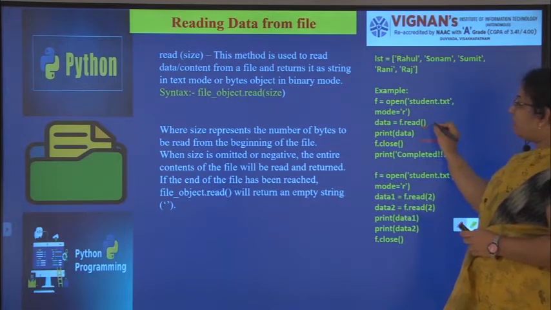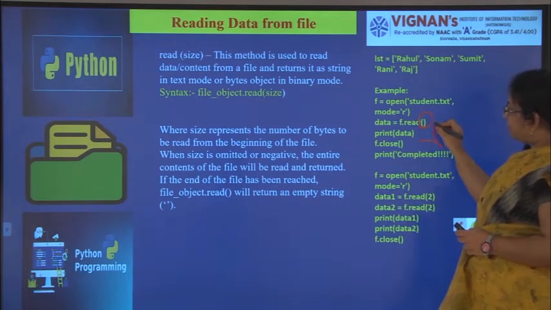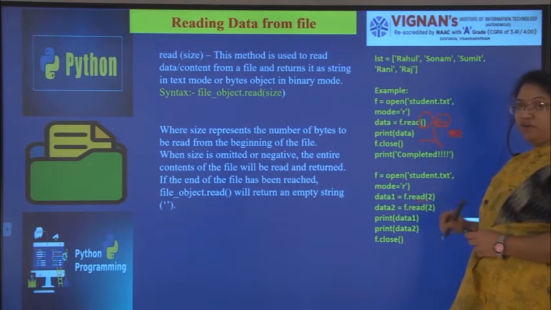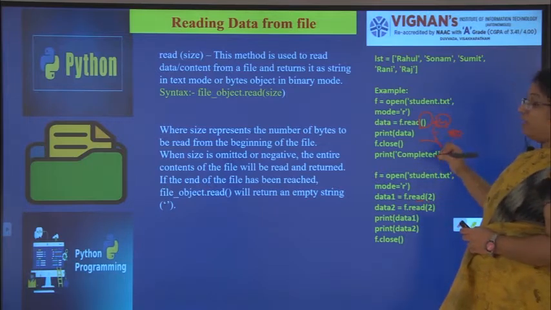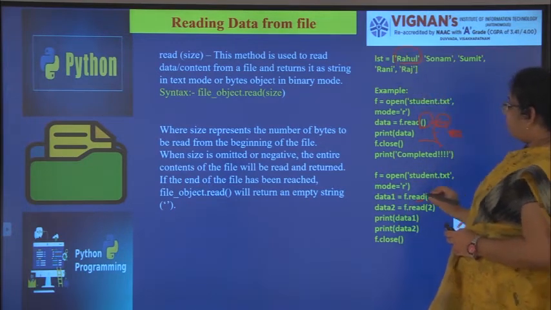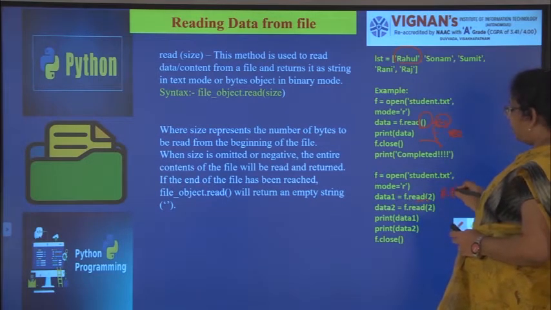If you don't mention any size here, it is going to read the entire contents. If you mention the size as a negative value, it is also going to read the entire contents. If you mention a size in f.read, it is going to read only up to that value. For example, if the file contains Rahul and I write f.read(2), what are the first two letters? RA is going to be printed.